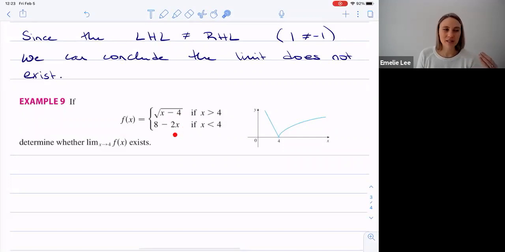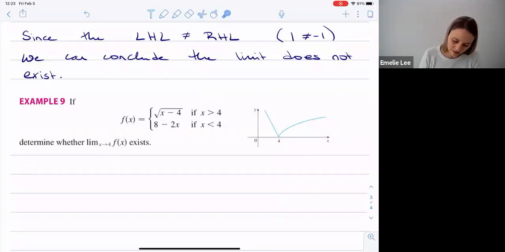Now we've got the root of x minus 4 if x is greater than 4, and 8 minus 2x if x is less than 4. Notice that this function is not defined at 4, but that's okay, right? We talked about the limit doesn't actually care about what the function is at that exact point. It cares about how the function behaves around that point. So we're going to determine whether the limit as x goes to 4 of this piecewise function exists, right?